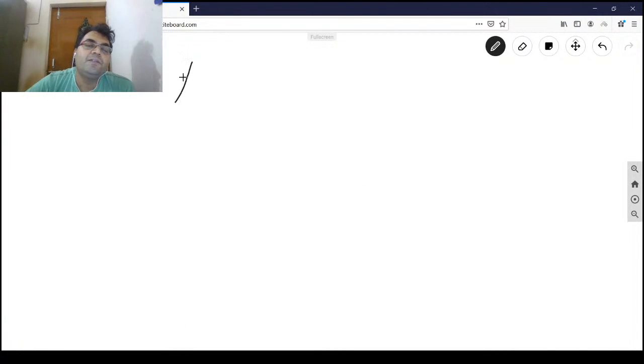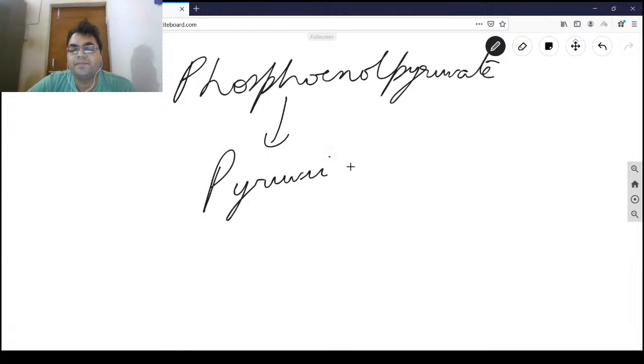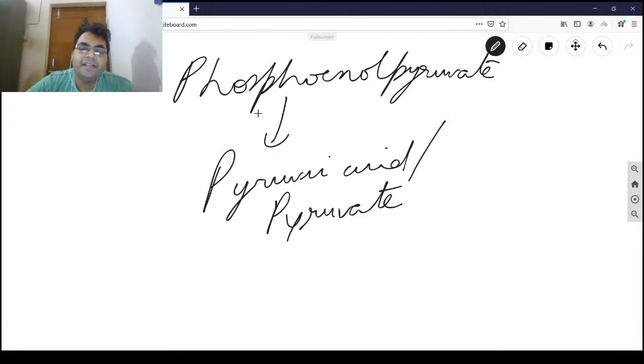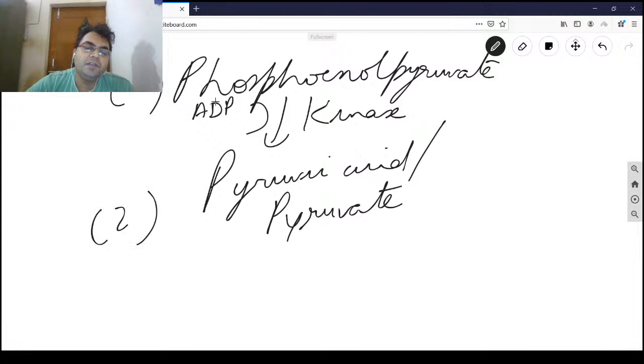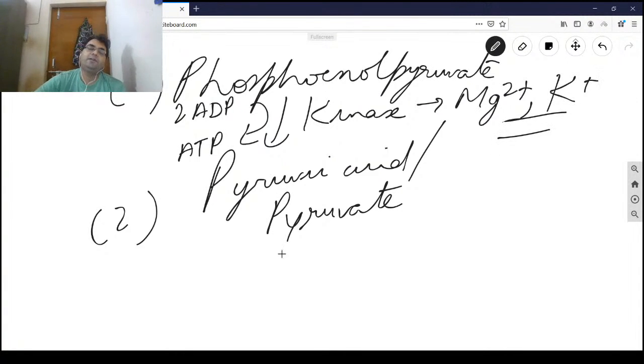Pyruvate kinase, when phosphoenolpyruvate is being converted to pyruvic acid, or pyruvate, here you have the kinase, and in this kinase reaction you are making ATP from ADP, so this is 2, this is 2, so 2 ADP to 2 ATP. This kinase is also using Mg2+ or K+. It can also use K+ as the cofactor, always remember.